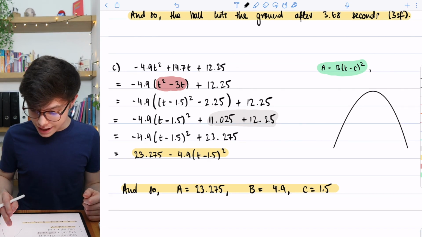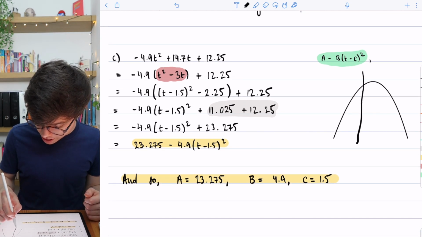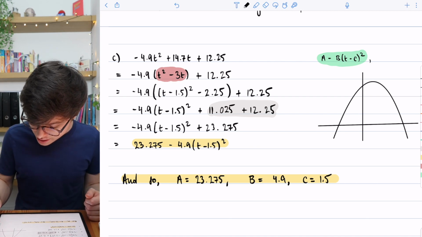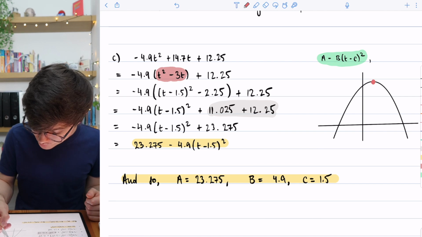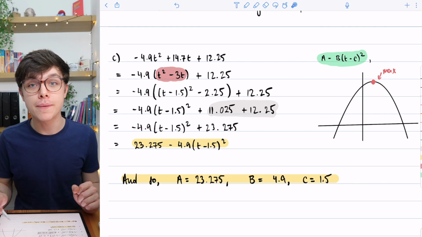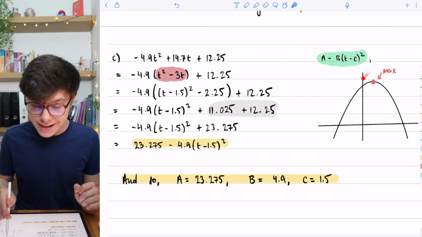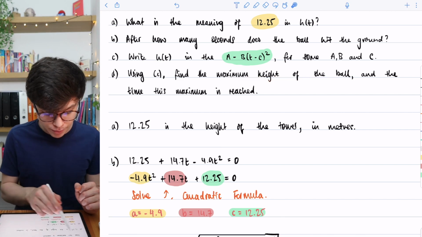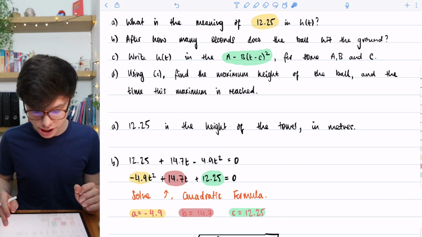If we had some axes, I don't know where this lies on the axes, but let's say it looks something like that. This value here, this is the maximum. We cannot get any higher. So what we need to do is find the turning point, because it asks us to find the maximum height of the ball and the time that that is reached.